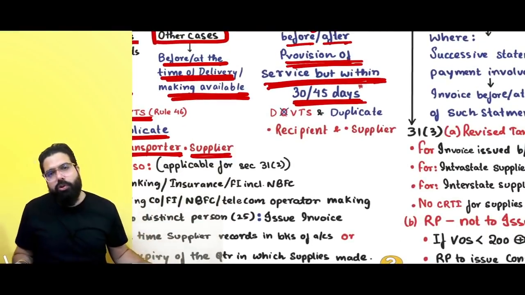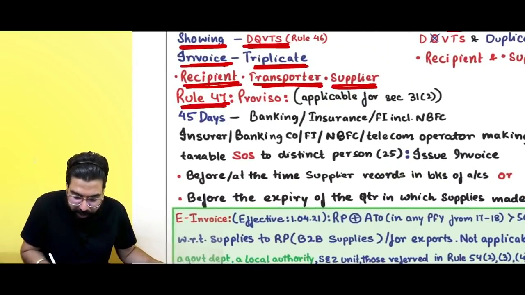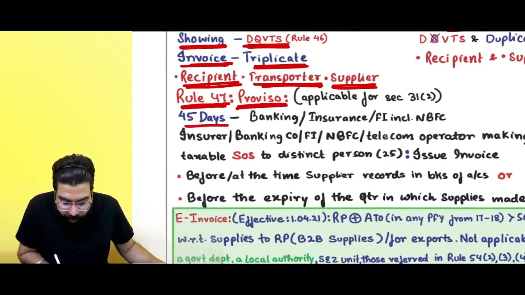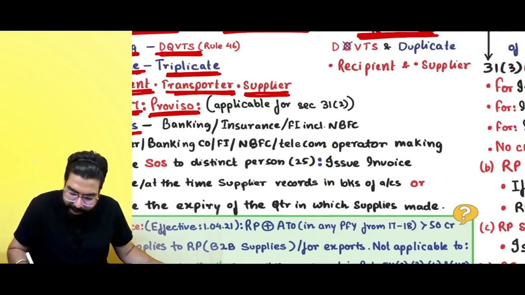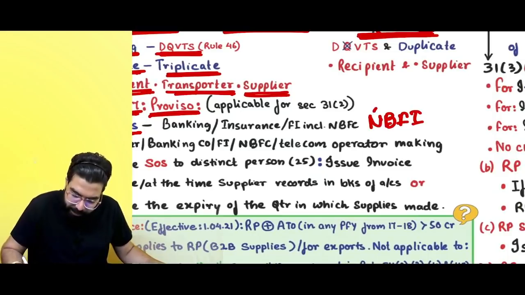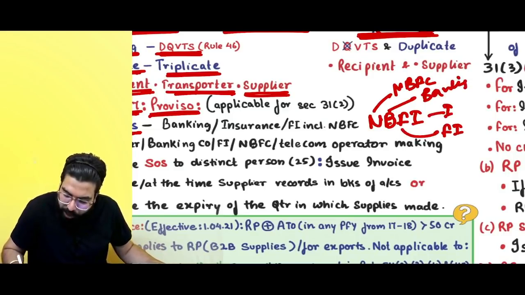You have to go ahead and show, sir, 45 days in whose case? Everyone over here. Rule number 47, there is a proviso which goes ahead and says that, sir, 45 days in case of NBFI. What is NBFI? NBFC. B for banking company. Sir, F for financial institution, I for insurance company.